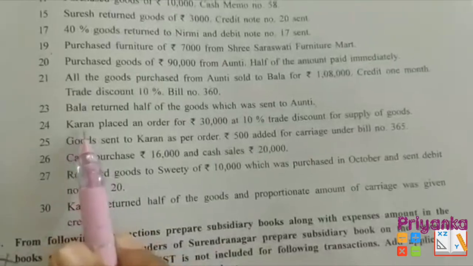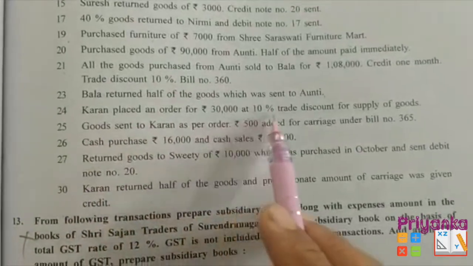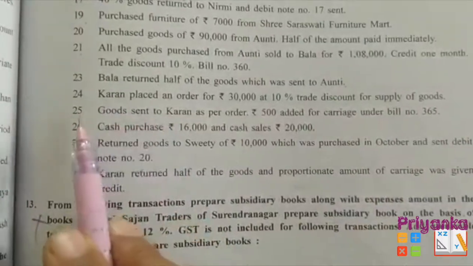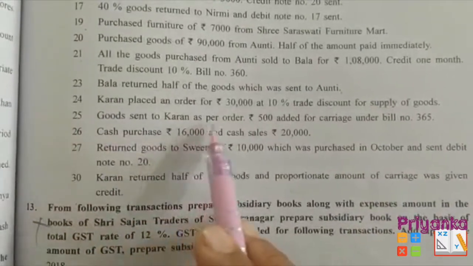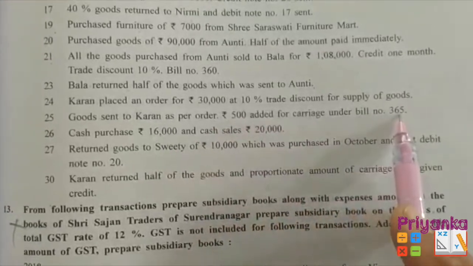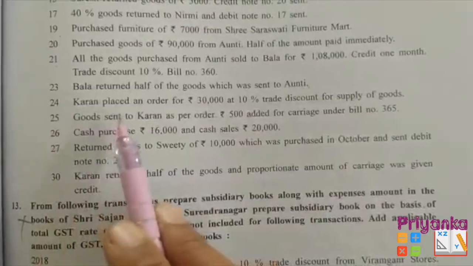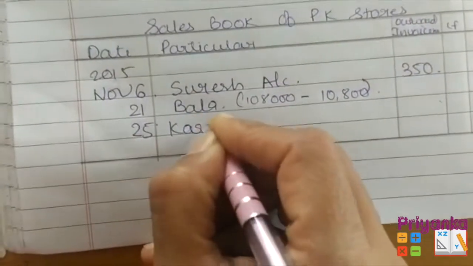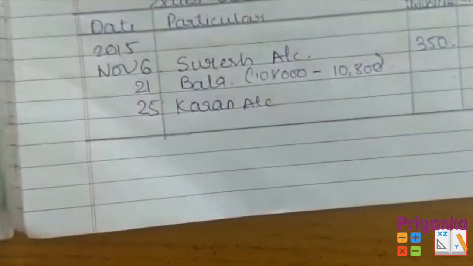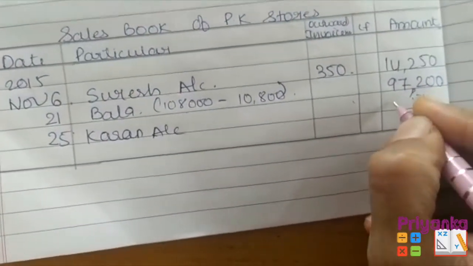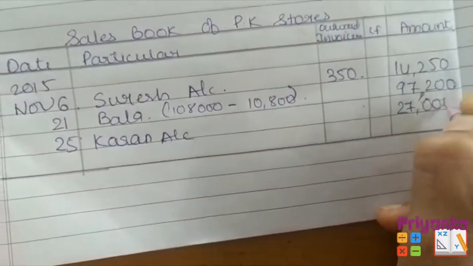Next, current place in order of rupees 30,000 10% trade discount for the supply of goods. It's a non-economic transaction, हम नहीं लिखेंगे. 25th, goods sent to current as per the order with the 500 added for the carriage under bill number 365. Now on 25th we are going to send to current. So here it will come with the name of current account. 30,000 का goods order किया है, 10% discount होगा 3,000 का, तो remain 27,000.